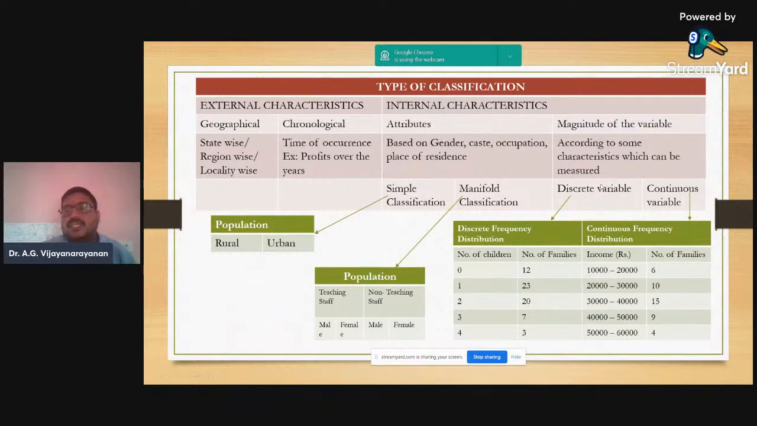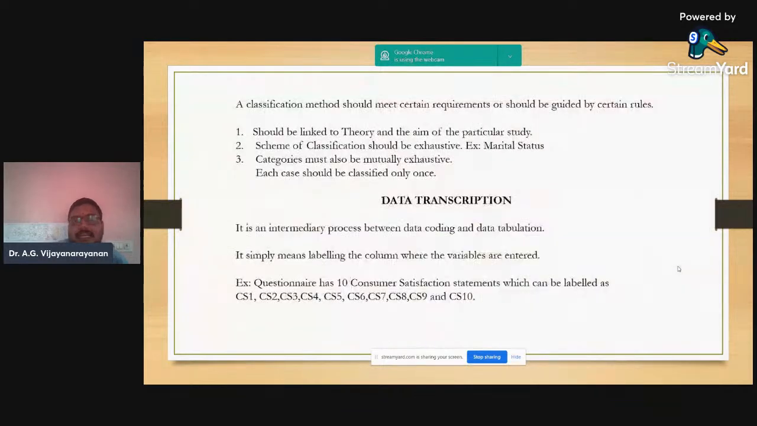And here if you see discrete variable, discrete means one number. 0 children in 12 families, 1 children in 23 families, it's one number. Whereas if you see here 10,000 to 20,000, it is a continuous distribution. There the number of children is discrete. No children, 1 children, 2 children, 3 children, 4 children, right? Whereas here the income is in continuous distribution, 10,000 to 20,000. So you can classify your data based on this. Okay, that is what we mean by data classification.